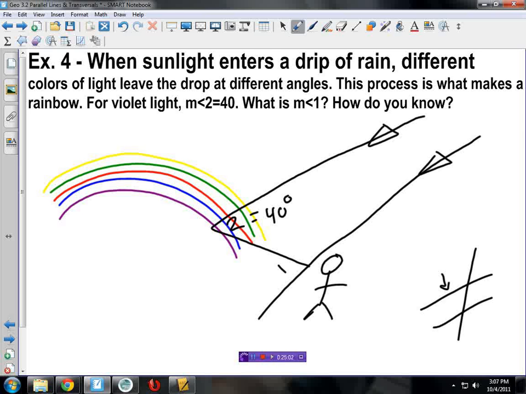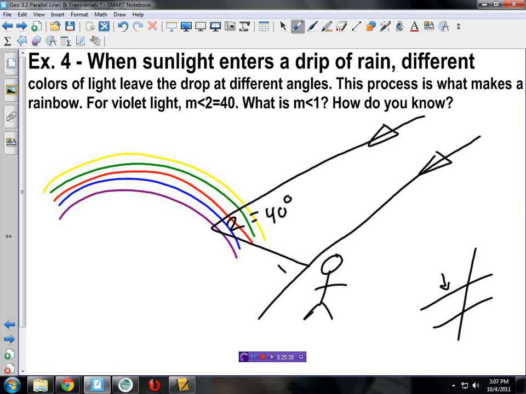All right, so if we look at angle 2 and angle 1, what type of angles are those going to be? They are alternate interior, not consecutive interiors. Consecutive would be like these two, and consecutive would equal 180. But these two are alternate interior, which means that they're going to be congruent, right? So angle 1 would be 40.